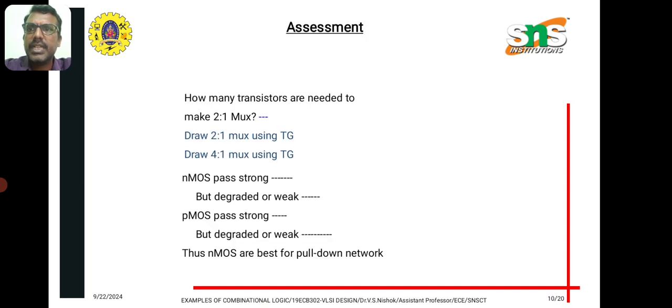Here are some assessment questions based on our pass transistor logic and transmission gates.